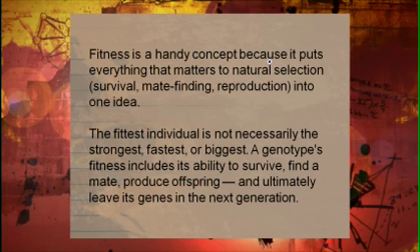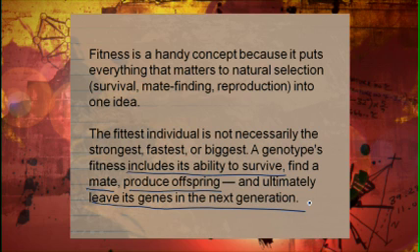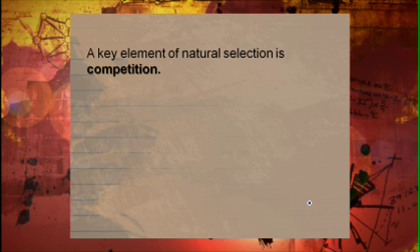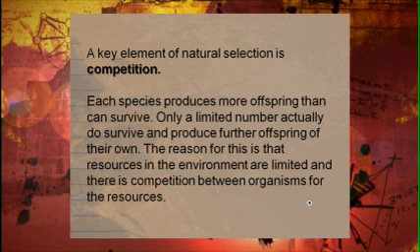Remember, we said that the fittest individual is not necessarily the strongest, fastest, or biggest. It's the one that is able to survive, find a mate, produce offspring, and ultimately leave the next generation with its genes. And therefore, a key element of natural selection is competition, because each species produces more offspring than can survive, and it's only a limited number that will survive, and it'll be those organisms that are fit that will survive.